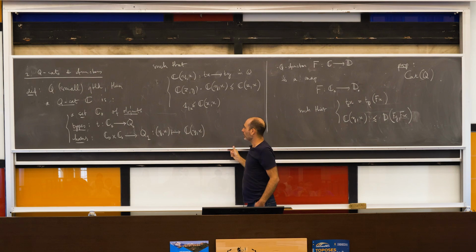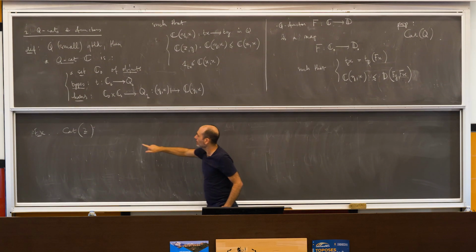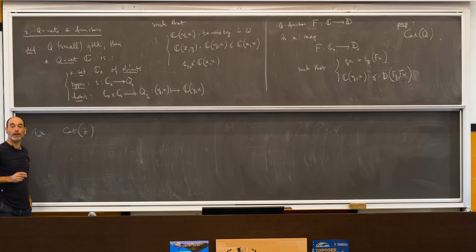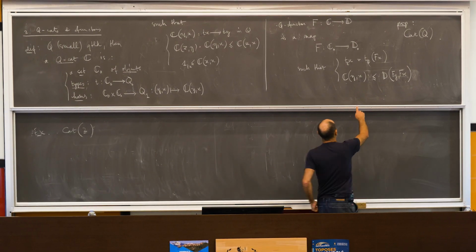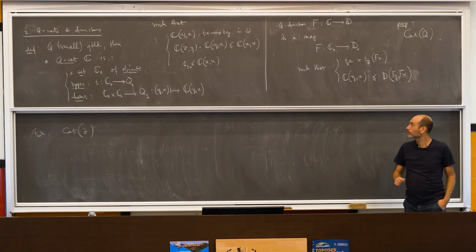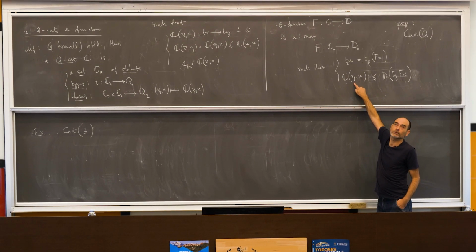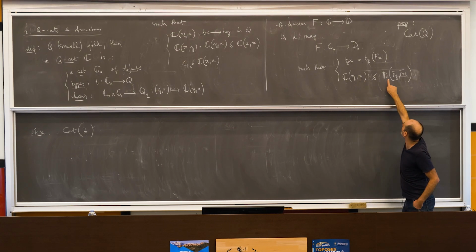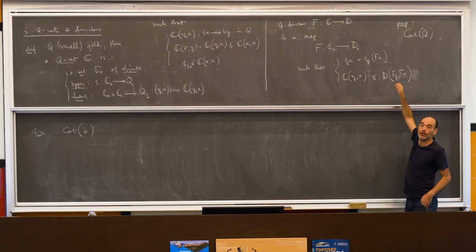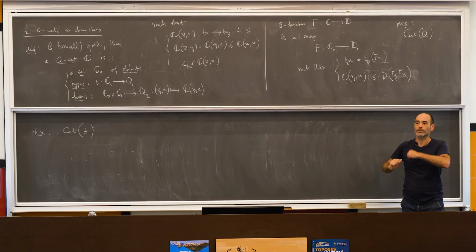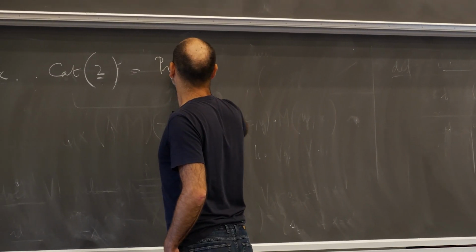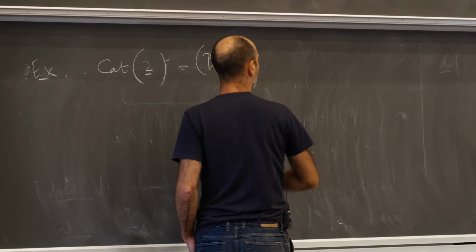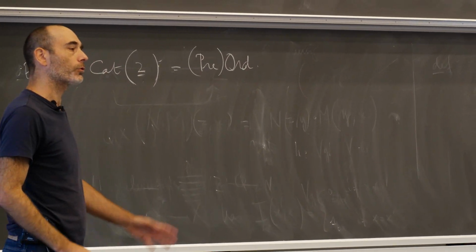So what I'm saying is that categories enriched in 2 are precisely ordered sets, or pre-ordered sets, if you wish. And the functors preserve the predicate, that's the word. If y is smaller than x, then I'm saying that f of y should be smaller than f of x. So it's just monotone functions. Right? So this is just pre-ordered sets. Now, I'll say ordered sets for pre-ordered sets a lot of the time.